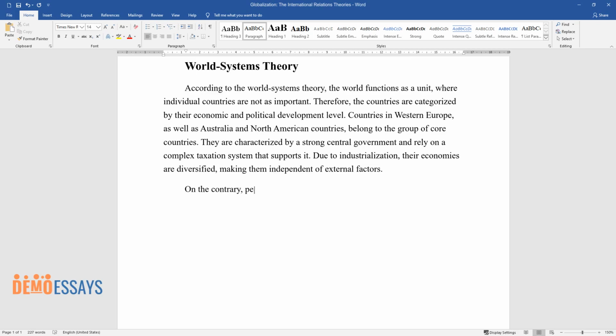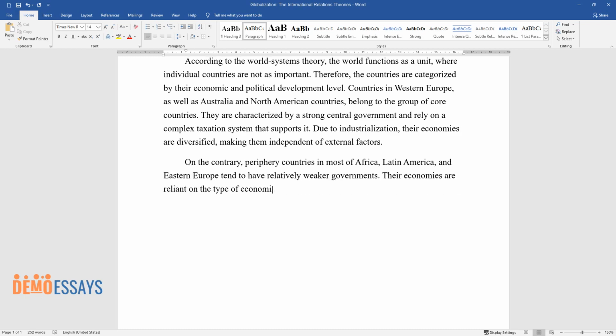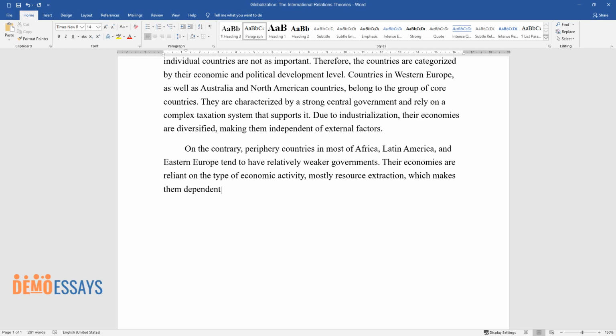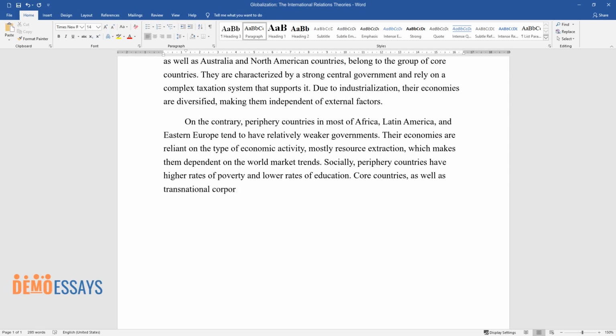On the contrary, periphery countries in most of Africa, Latin America, and Eastern Europe tend to have relatively weaker governments. Their economies are reliant on the type of economic activity, mostly resource extraction, which makes them dependent on the world market trends. Socially, periphery countries have higher rates of poverty and lower rates of education. Core countries, as well as transnational corporations, are highly influential in this category.